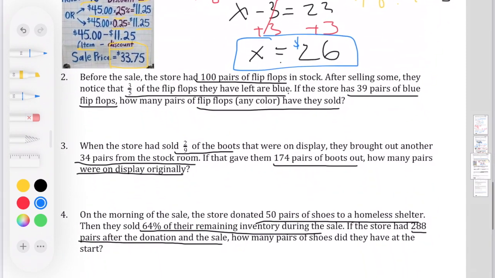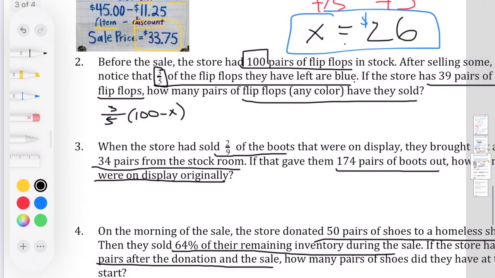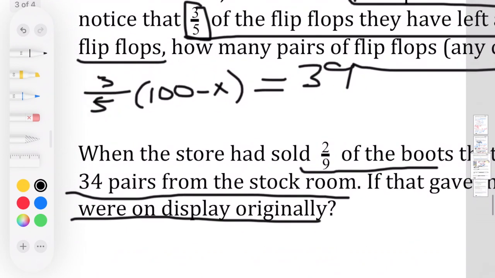Number 2. This one gets a little bit more complicated, and you'll notice as they progress, they get a little bit more difficult. What I have here is 3/5 times (100 minus x). So I use the 3/5 right here outside the parentheses. I had the 100 pairs, and then after selling, we had 39. So there we go right there. And then what I did was I went ahead and distributed first on this one. Boom. And multiply that by that.